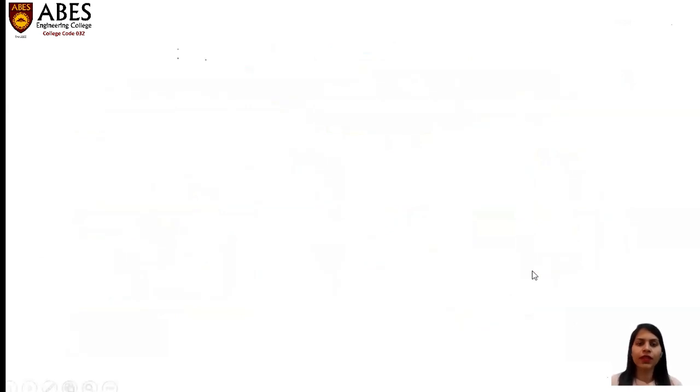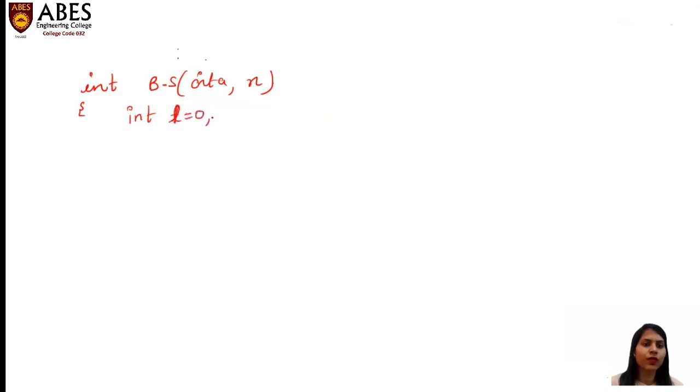So now I will write a little piece of code here. I will make a function, int binary search. Here I'll pass an array int a, and the number of elements n. First here I will define the first element, lower value, that is 0, and upper value, that is n minus 1.